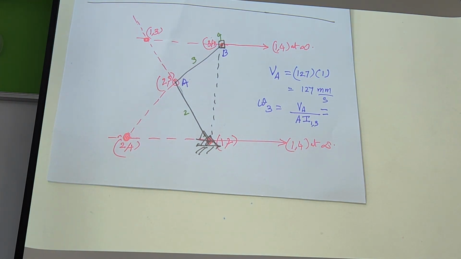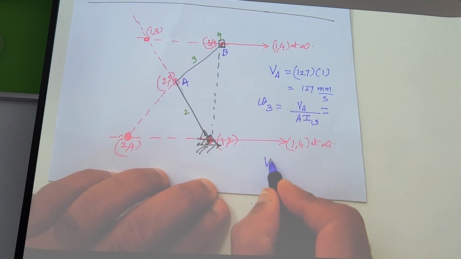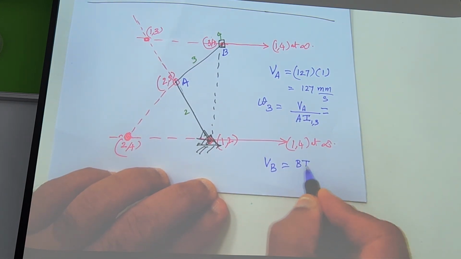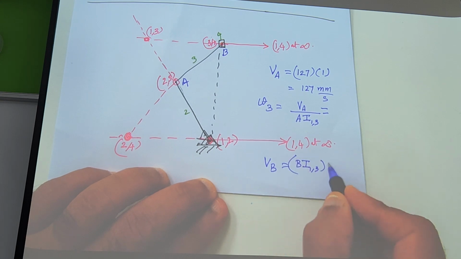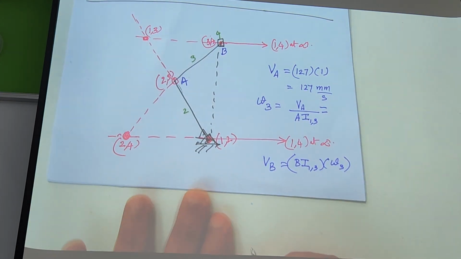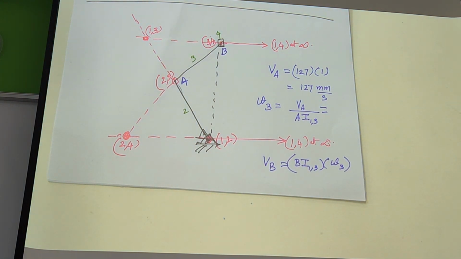Can you repeat? Velocity B will be this, by the ICs method, the instantaneous center method.